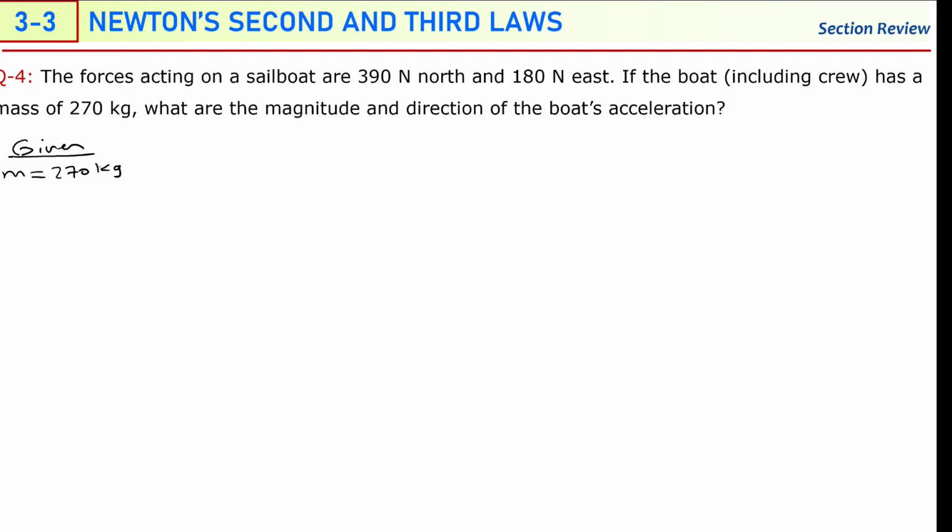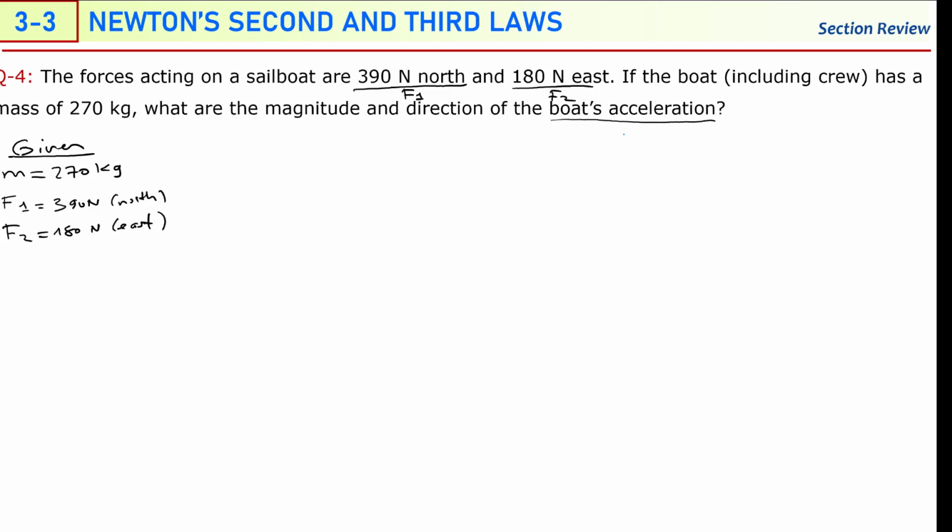And there are two forces. Say that F1 is this force, which is 390 newtons to the north. F2 is the second force, which is equal to 180 newtons east. So let's record them. F1 is 390 newtons, in the north. F2 is equal to 180 newtons to the east. So what are the magnitude and direction of the boat's acceleration?